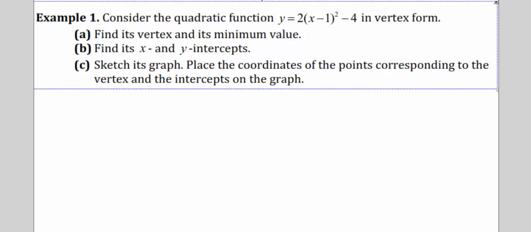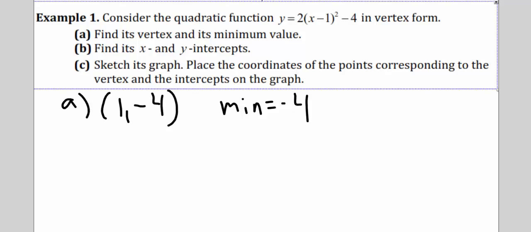So here's our first problem. We've got it in vertex form. We want to find its vertex and its minimum value. So its vertex would be located at, remember, the inside lies and the outside tells the truth. So it'd be at 1, -4. So its minimum value is that low value that we get from the y. So its min would be at -4.